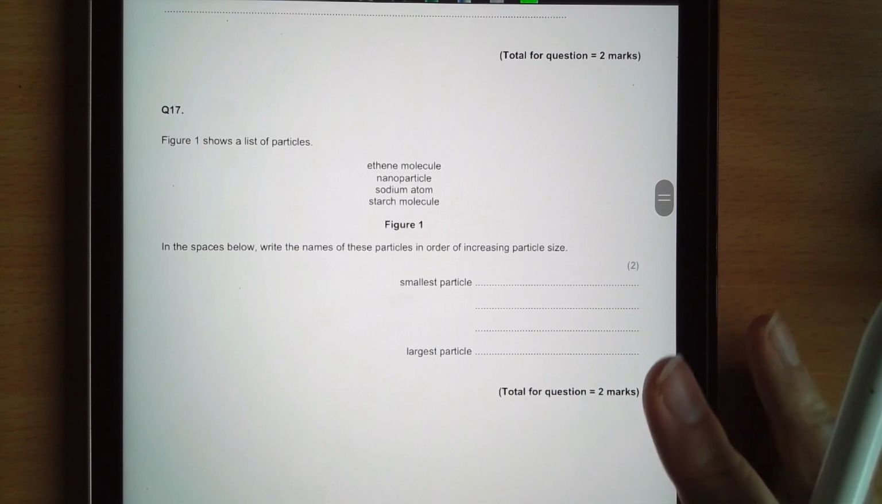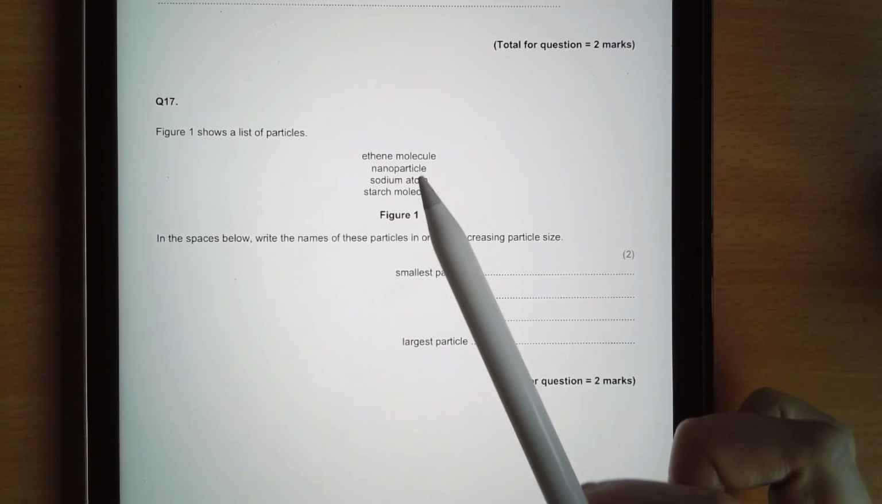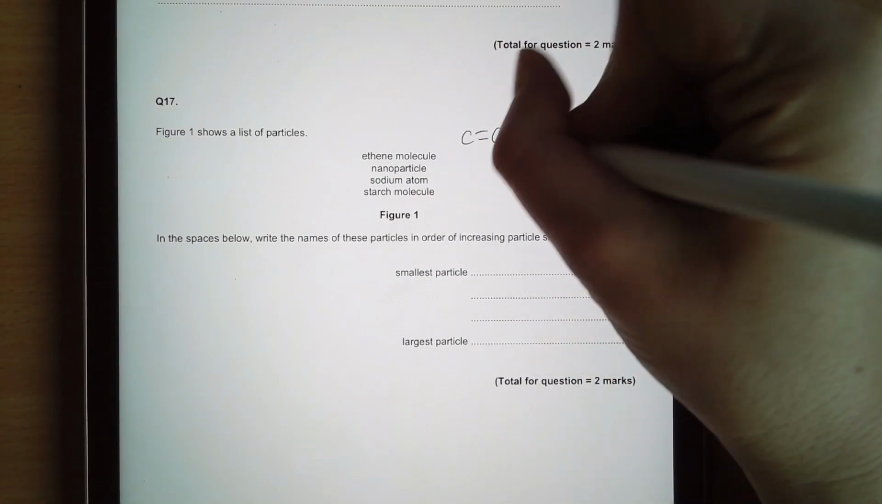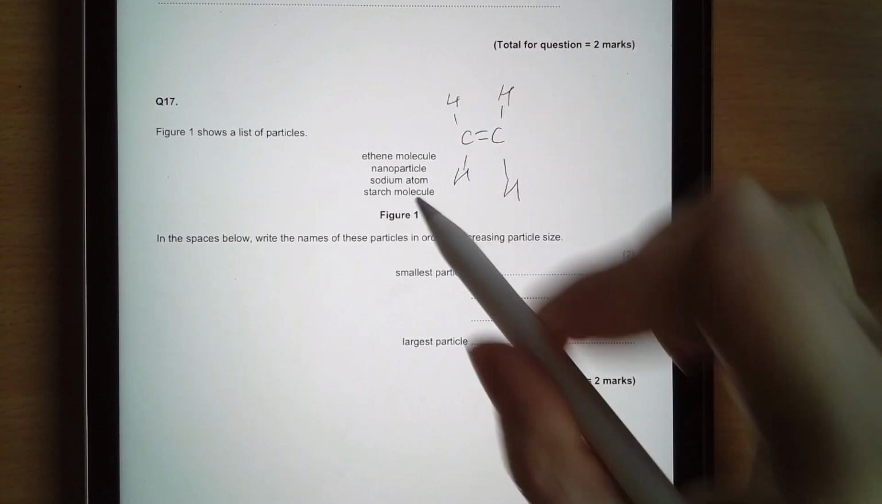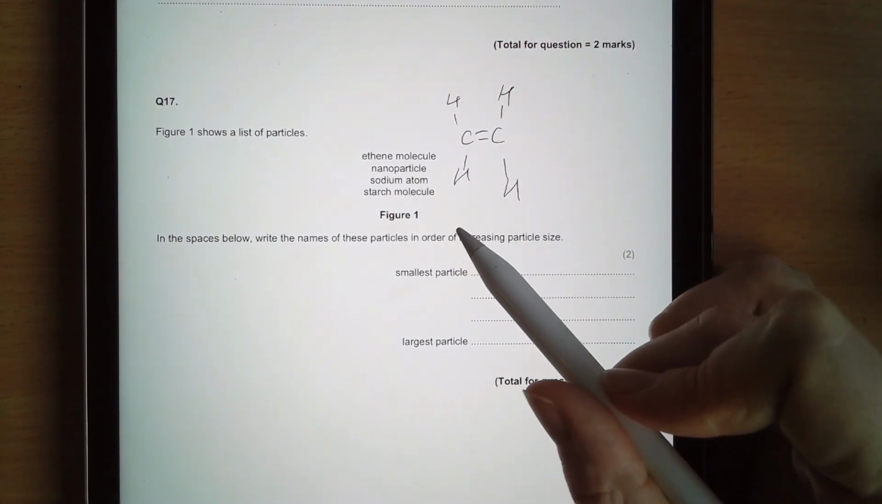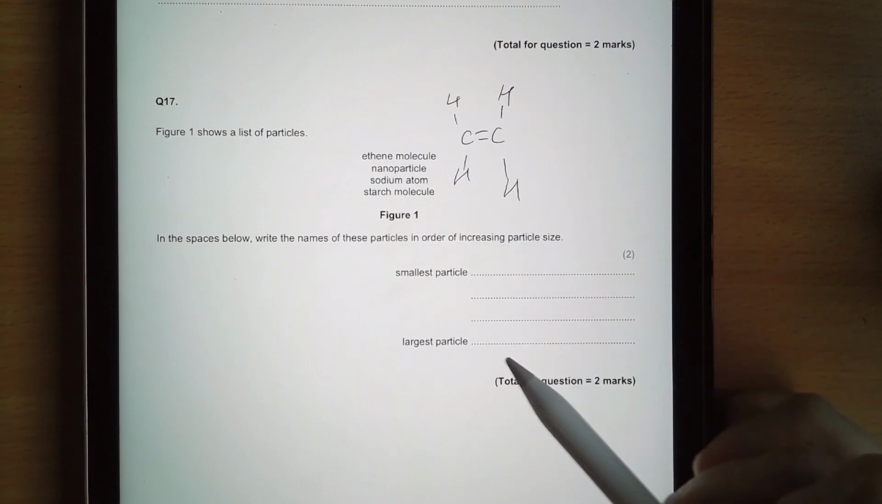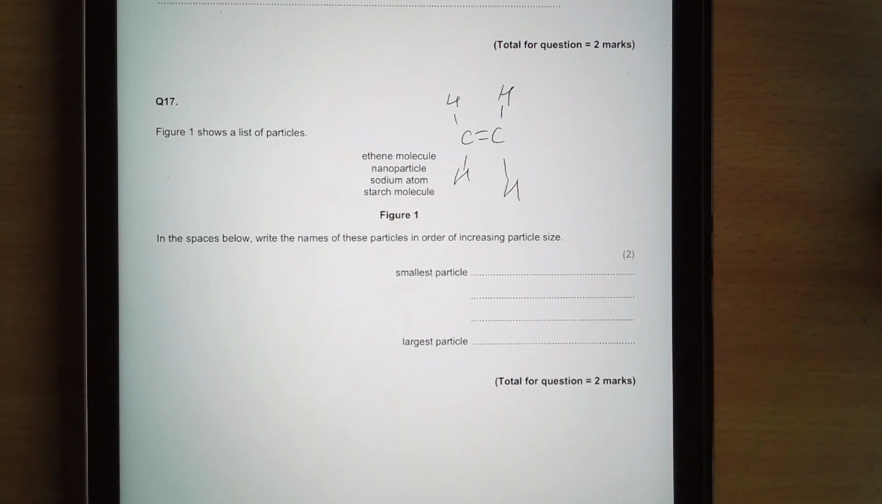This one here, 17, again, in order of size. Sodium atom, so an atom is smaller. And then you've got an ethene and you've got starch. They're both molecules. Ethene, we should know, is this, so it's only got 4 atoms in total. Starch is a polymer, so a long chain, so a starch molecule is bigger than an ethene molecule, and then the nanoparticle is again bigger. It's going to be bigger than atoms, ions and molecules, so the nanoparticle will go at the end.